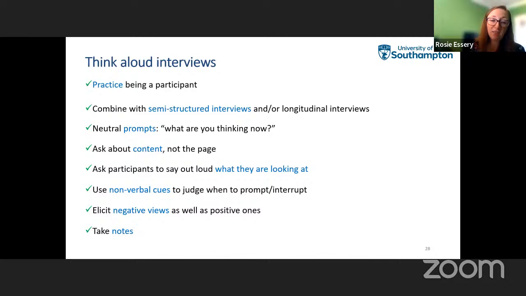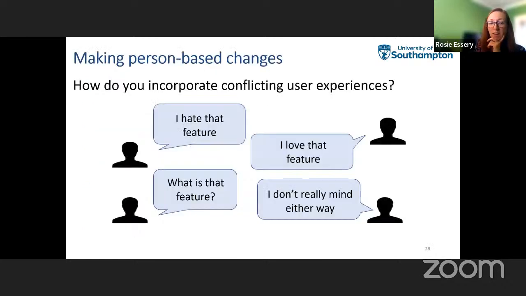Also, explicitly reiterating to participants that you're really keen for them to express negative views as well. Some people are happy to do that, but some people are quite reluctant as they know you're involved in the research yourself. So just a few tips there.